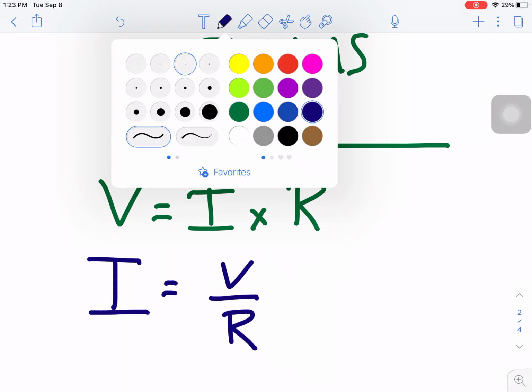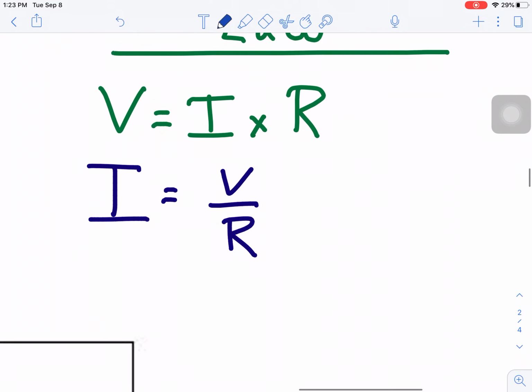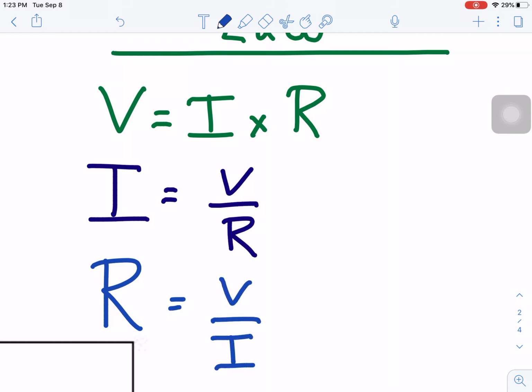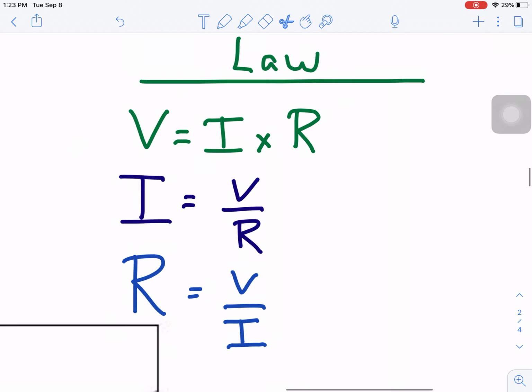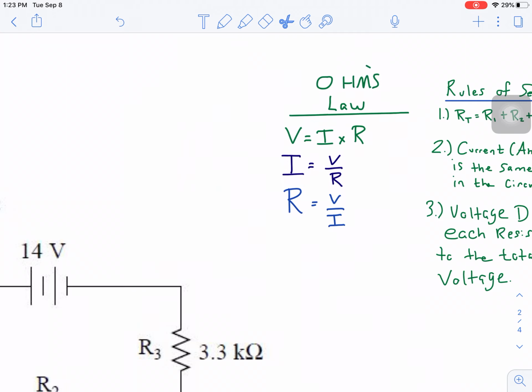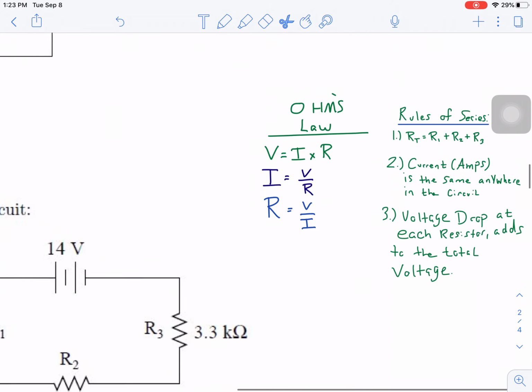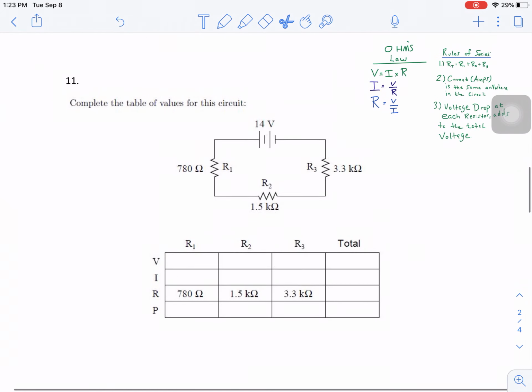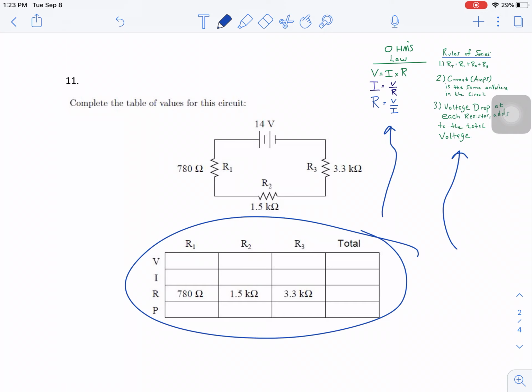The third and final version of this equation is we can calculate the resistance if we know the voltage and the current. So those are our 3 equations for Ohm's law. And to solve a circuit like we see here in question, let's see, which question was this? 11 from the homework. We need to use both the rules of a series circuit and Ohm's law in conjunction to get all the values on this table.